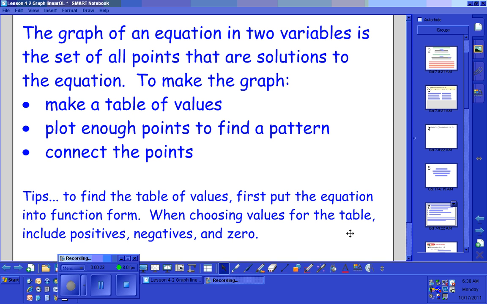Couple of tips. When you're making up a table of values, if you're not given a table of values, always start with function form, get y by itself, and then pick a few convenient numbers: positives, negatives, 0.